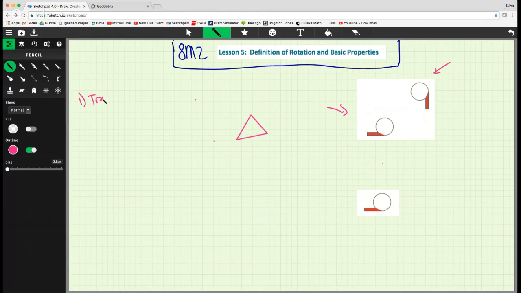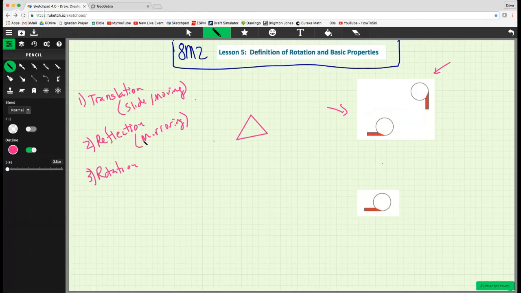That one is translation, which is like sliding or moving. And two, we had reflection, which is like mirroring. And today we're going to learn about a third one called rotation. And the question here is, if this is image number 1 and this is image number 2, is there a way to get from 1 to 2 using translation or reflection?